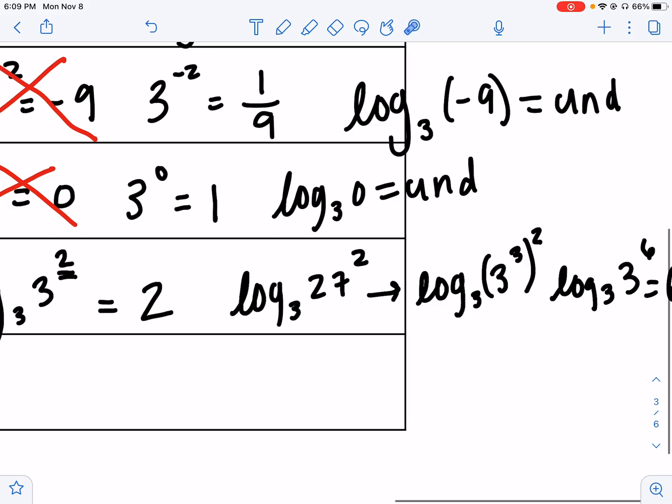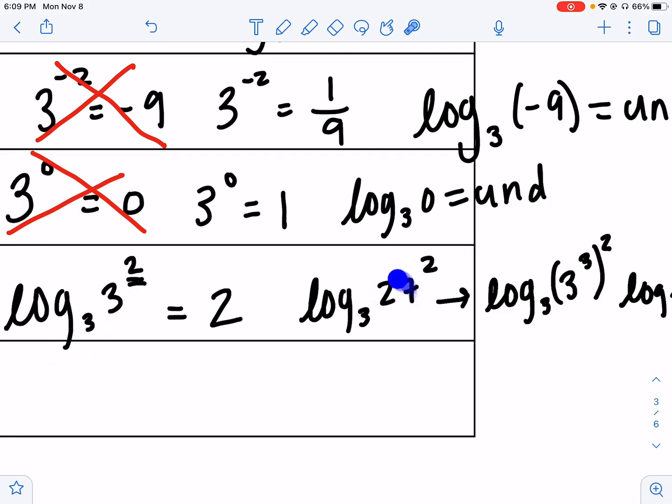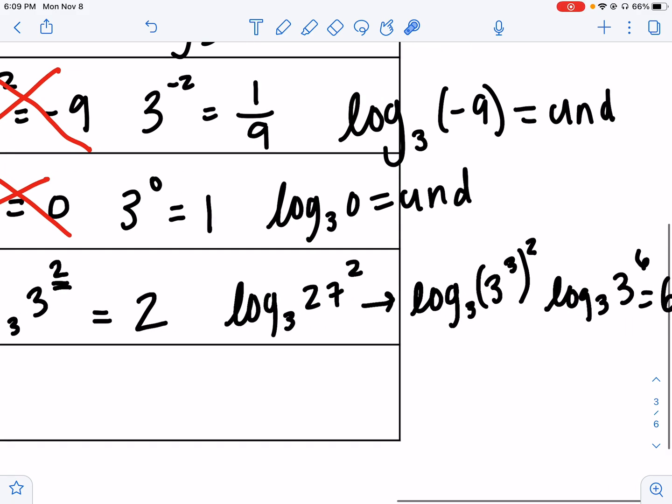So sometimes in order to use this property, you have to rewrite your argument in terms of your base. So once again, I saw this and said that looked really similar to what we were talking about. I can rewrite 27 to be 3 to the third.